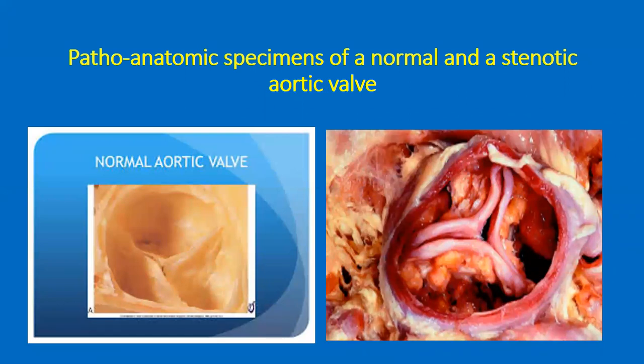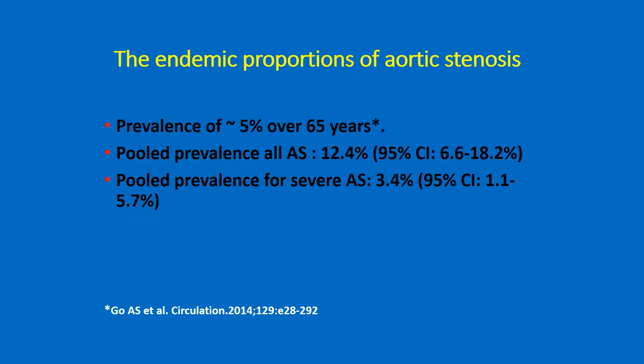In severe aortic stenosis, in contrast with the normal valves, there is exuberant deposition of minerals, especially calcium, at the base and the mid portion of the aortic cusp, leaving the commissure largely unaffected. Aortic stenosis reached endemic proportions such that its prevalence is about 5% in individuals older than 65 years old, and the pooled prevalence for severe aortic stenosis reaches 3.4%.